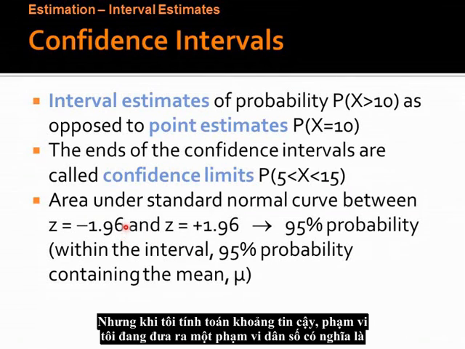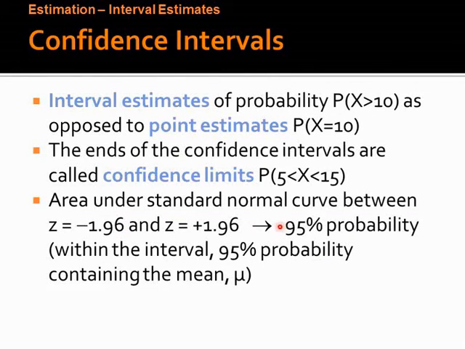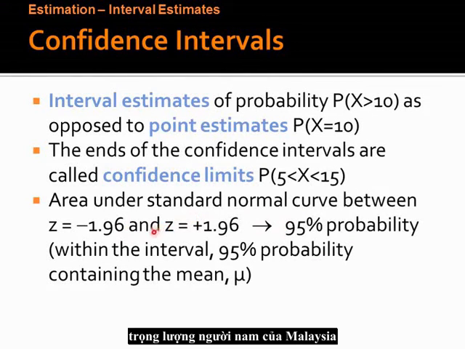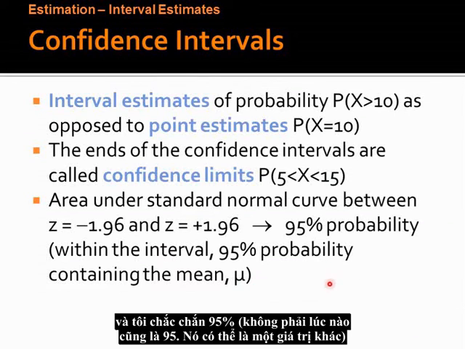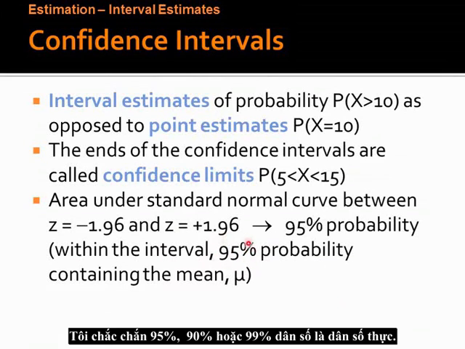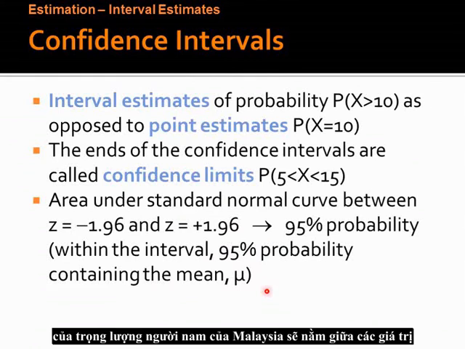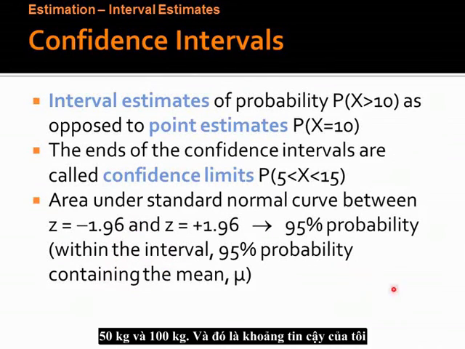I'm giving a range. I say the population mean of the weights of men in Malaysia is somewhere between, let's say, 50 kilograms and 100 kilograms. And I'm saying I am 95% sure. It doesn't have to be 95, it could be another value. I'm 95% sure, or 90% sure, or 99% sure that the actual population mean, the actual population average of weights of men in Malaysia lies between the values of 50 kilograms and 100 kilograms. And that is my confidence interval.